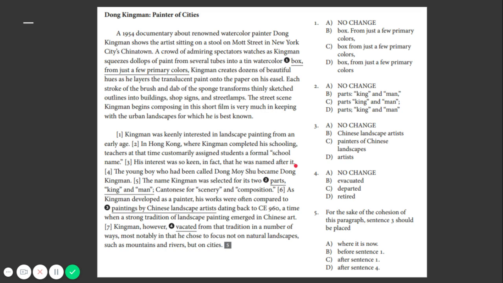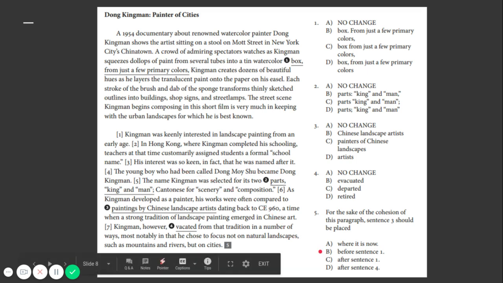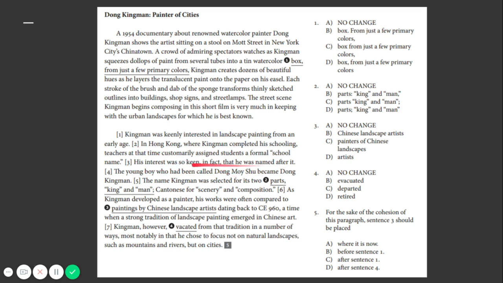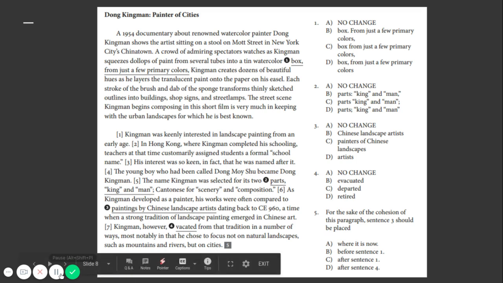And so let's just look at that. So we can see, is it before sentence 1? His interest was so keen, in fact, that he was named after it. Kingman was keenly interested. No, that doesn't fit because it's already talking about his interest afterwards. So we know it's not before sentence 1. Is it after sentence 1? His interest was so keen, that fits because he is interested in landscape painting. Was he named after it? It doesn't go on to talk about his name, so I don't think it's that. Let's see. Does it fit after sentence 4? No, that's already talking about his name. So we can say it is A, where it is now.